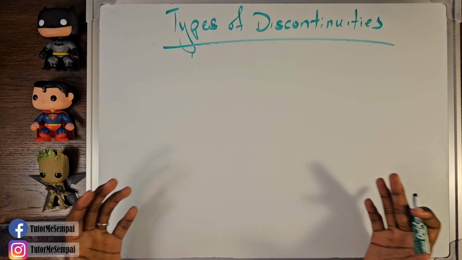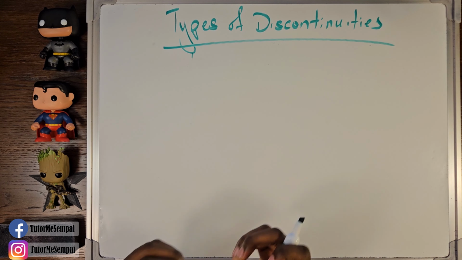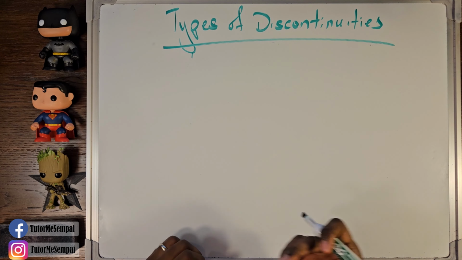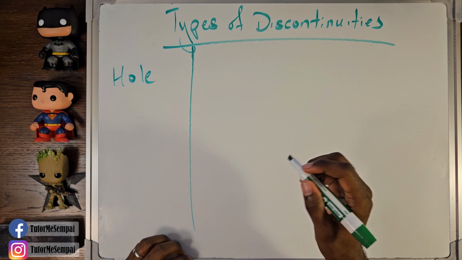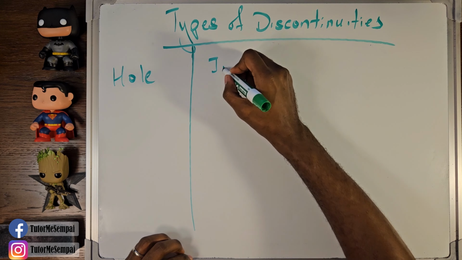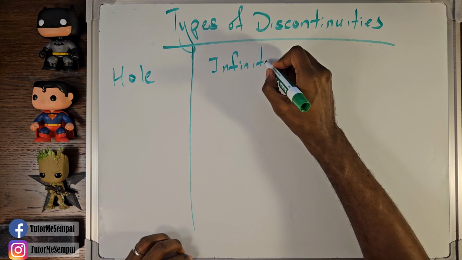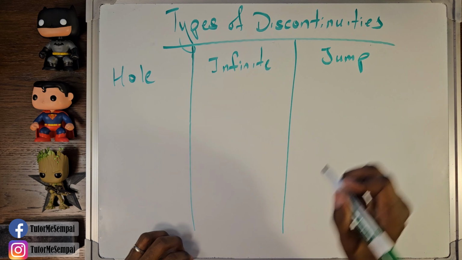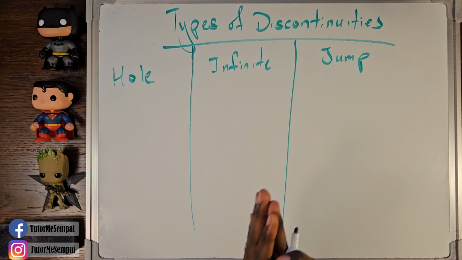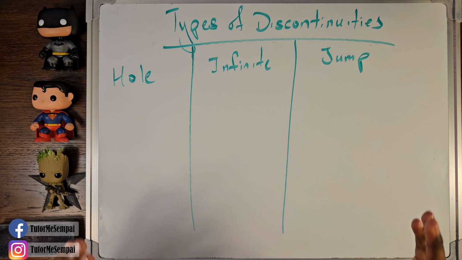So like I said earlier, there are going to be 3 types of discontinuous functions that we're going to be covering today. The first is going to be your hole discontinuity. The second is going to be your infinite discontinuity. And your third is going to be your jump discontinuity. All 3 of these are going to be discontinuous functions, however, they look very different.